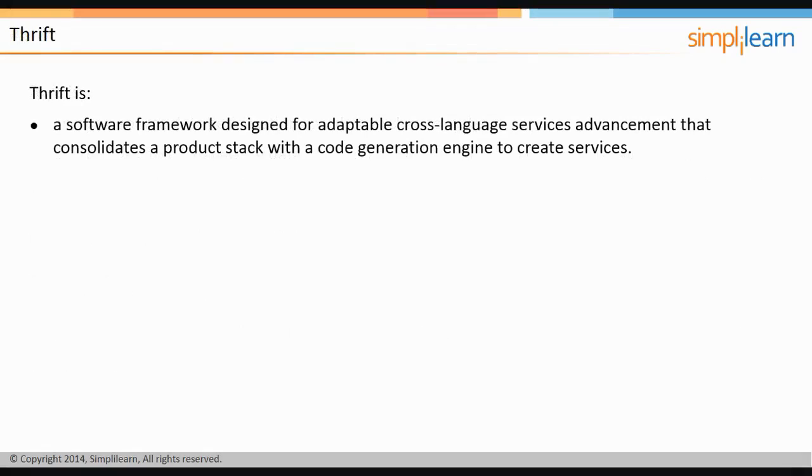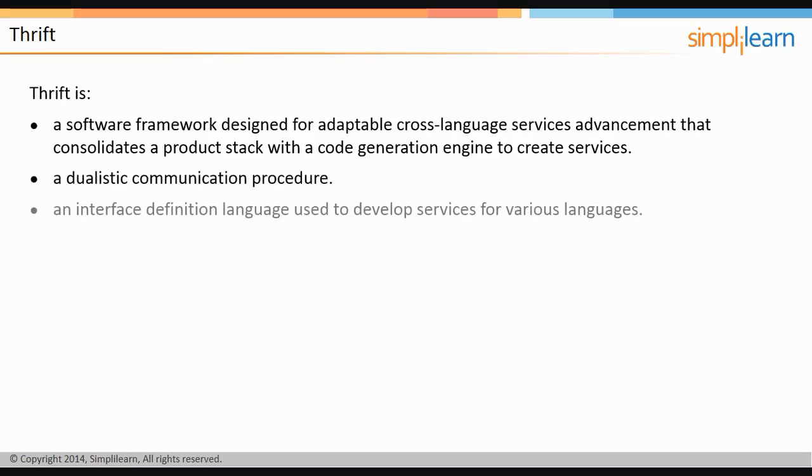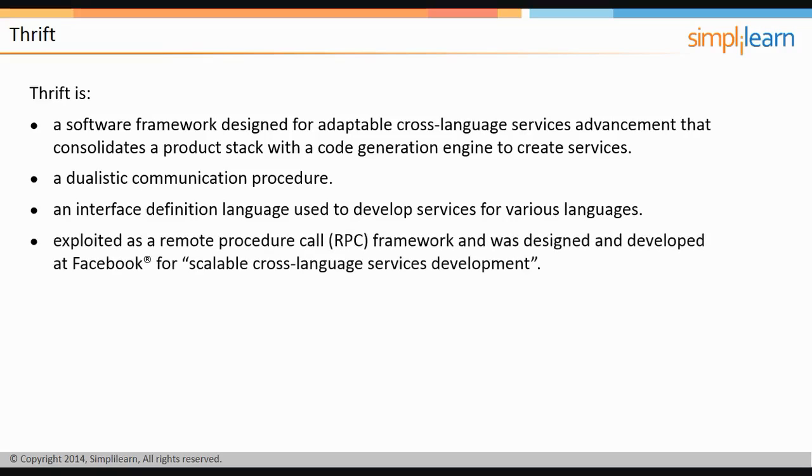Thrift is a software framework designed for adaptable cross-language services development that combines a software stack with a code generation engine to create services. It is a dualistic communication procedure. It is an interface definition language used to develop services for various languages. It is a remote procedure call (RPC) framework and was designed and developed at Facebook for scalable cross-language services development.